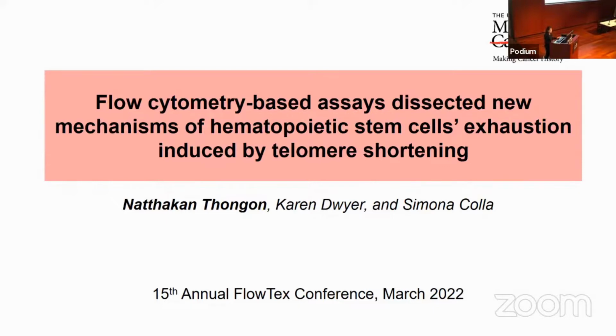Our work aimed to study telomere shortening, because it is a primary molecular cause of DNA damage during human aging. Today, I'm talking about how we use flow cytometry to dissect the mechanism of hematopoietic stem cell exhaustion induced by telomere shortening.